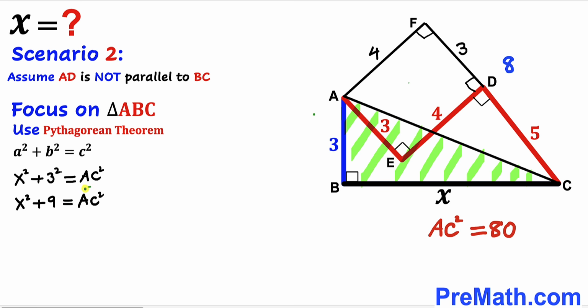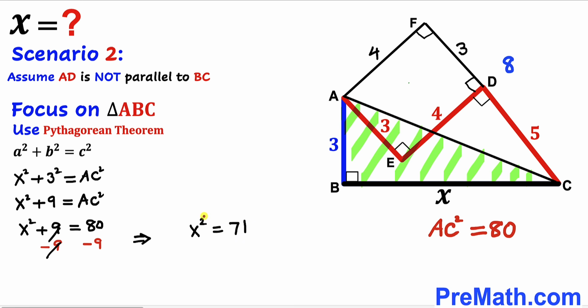Now we know that our AC square value is 80, so I'm going to substitute that value 80 over here. Therefore I can write x square plus 9 equals 80. Now I'm going to subtract 9 from both sides to isolate x square. So this 9 and 9 is gone, and our x square value turns out to be 71.